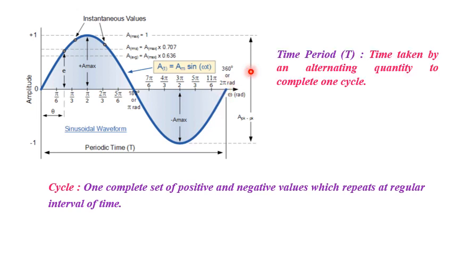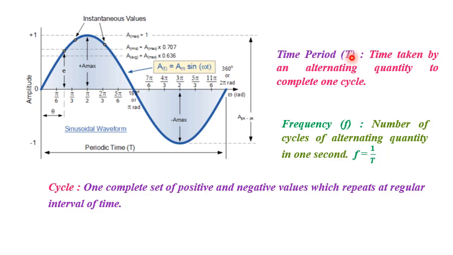Next parameter is time period, and usually it is denoted as T. So time period is the time taken for an alternating quantity to complete one cycle. So for the given waveform, this is a complete cycle. So here we can see that the time taken to complete the cycle is 2 pi radians, or the time period will be 2 pi.